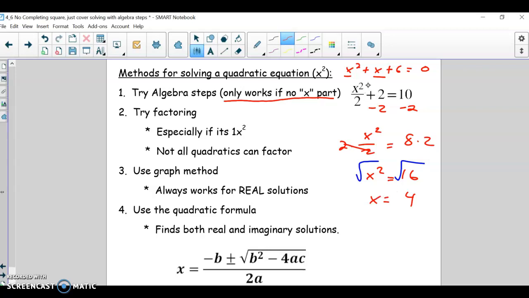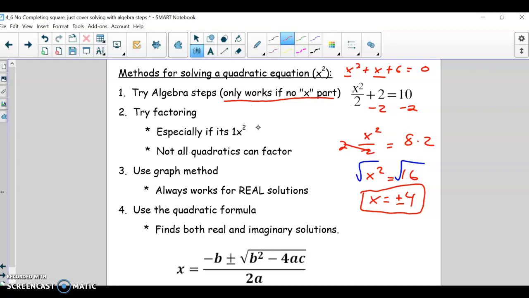Generally x squareds have two answers, and so no matter what method we use here, generally you're going to get two answers. Here the square root of 16 is both positive and negative 4, so we get plus and minus 4 as our two answers for x. And if you weren't sure, you could plug them in and you'd see that they're right. So that's the algebra steps method, and it works if there's no x part.